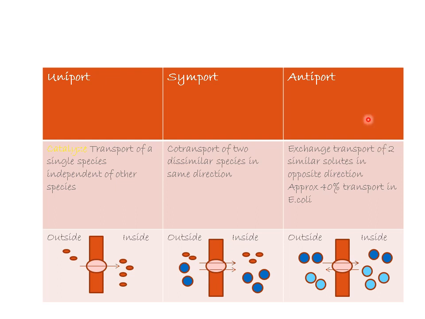Lastly, we have antiport. In antiport, there is exchange transport of two similar solutes in opposite directions. These are not the same, but they are similar in nature, and they are transported in opposite directions. Like the dark blue circle, it is transported from outside to inside, and the light blue one is transported from inside to outside. And this type of transport is seen approximately 40% of the time.